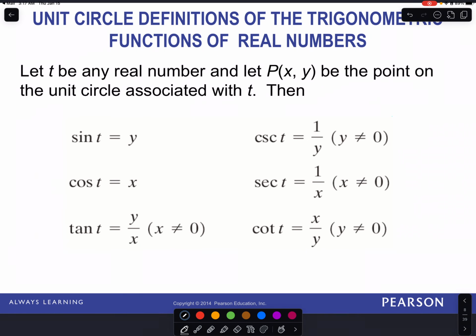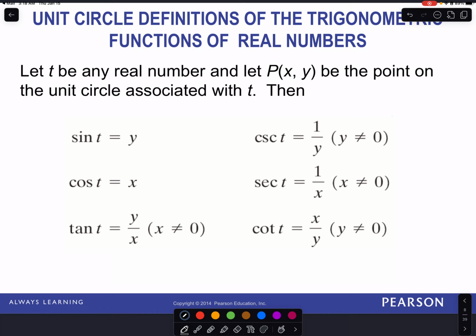So let t be any real number, and let the point P, the ordered pair x, y, be the point on the unit circle associated with t. Then we have the following. As a disclaimer, in the previous section we looked at central angles and arc length and things of that nature. So in this context, t is like the arc length. That seems to be a fairly safe way to think about it, so we can go with that.